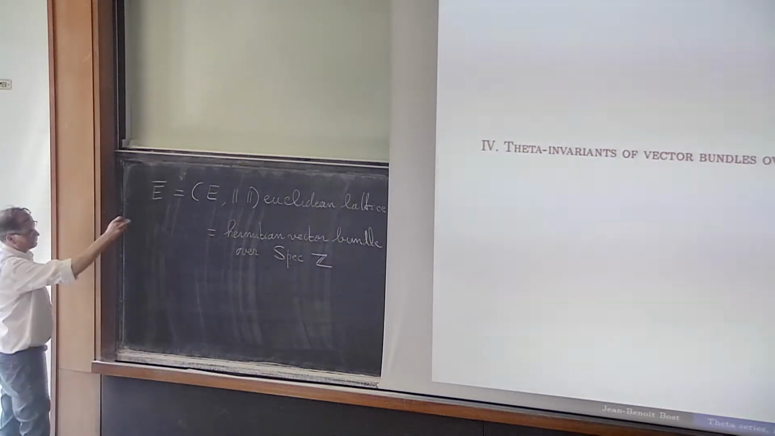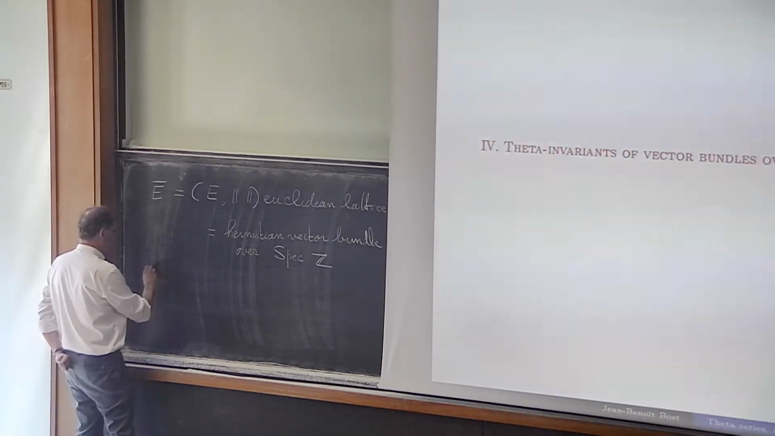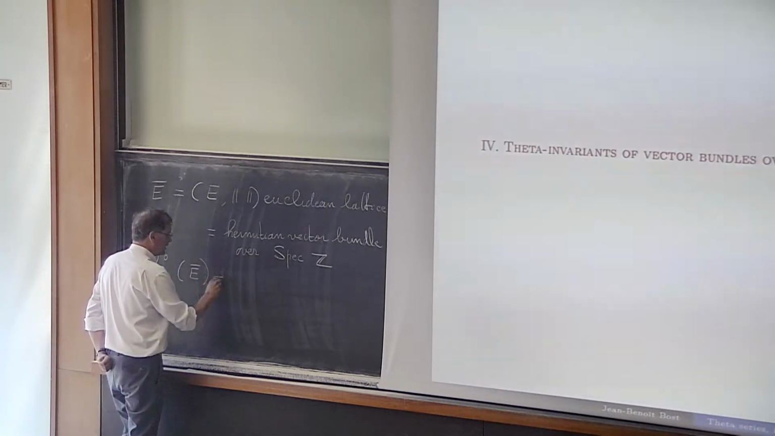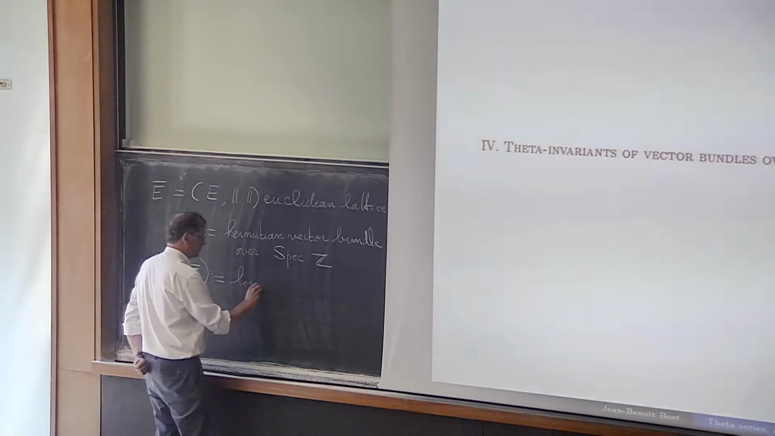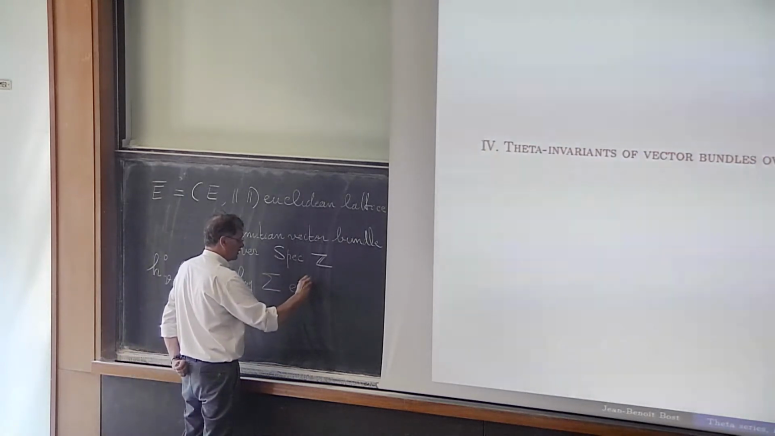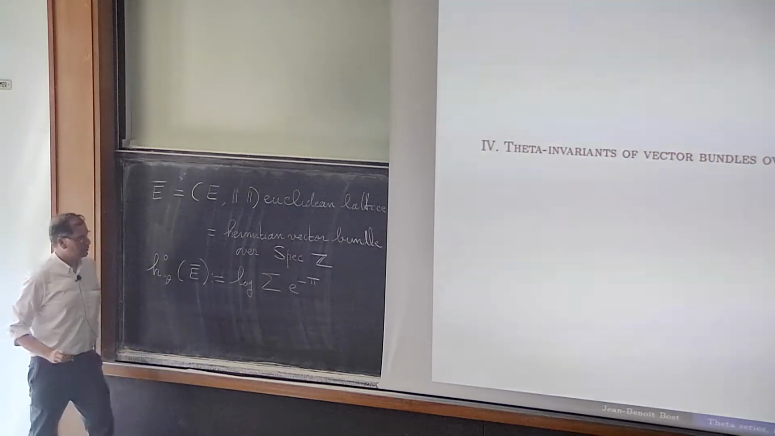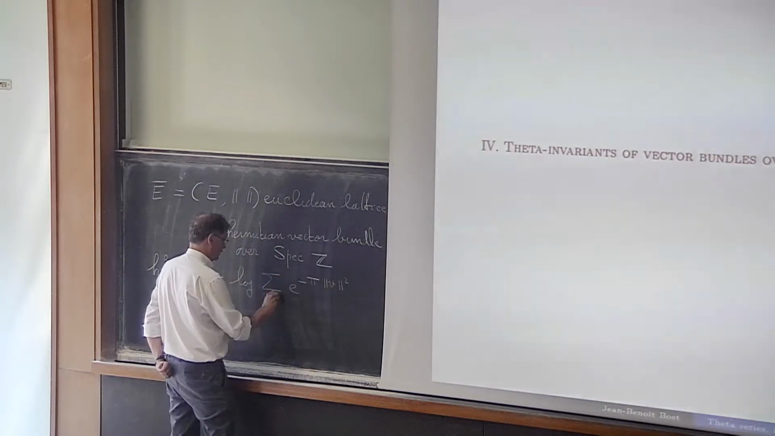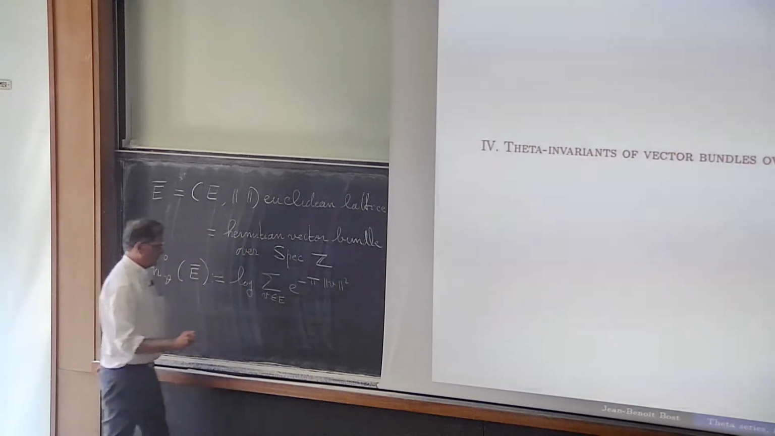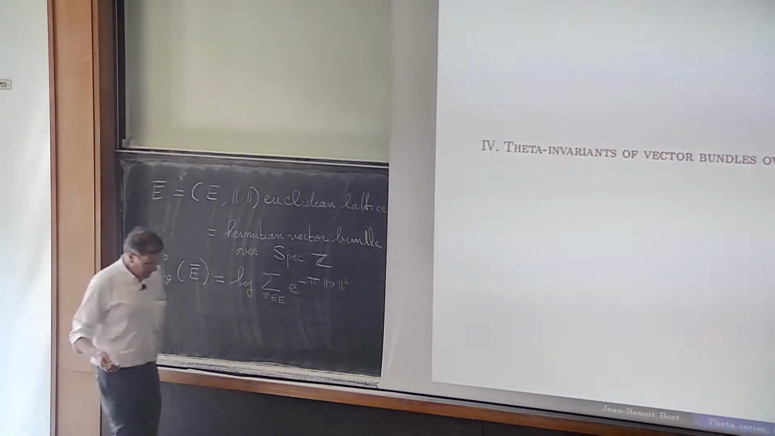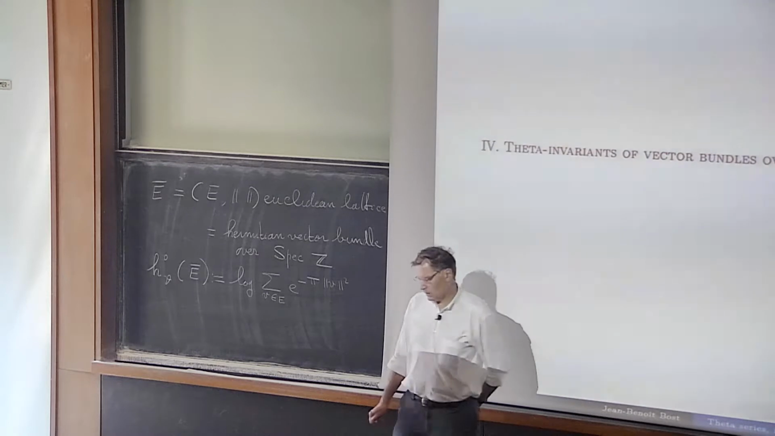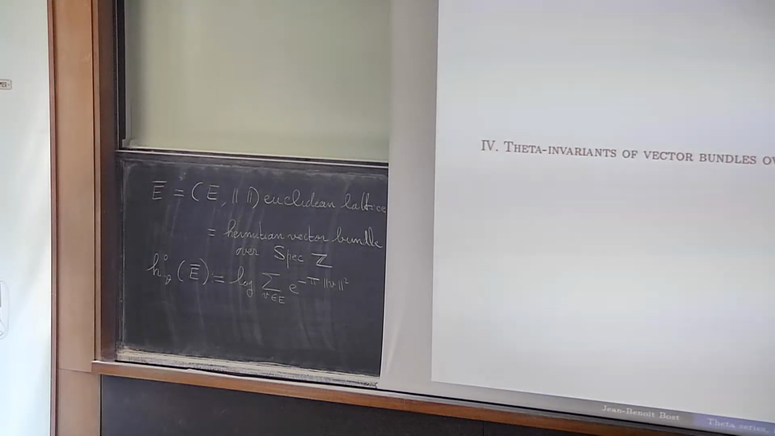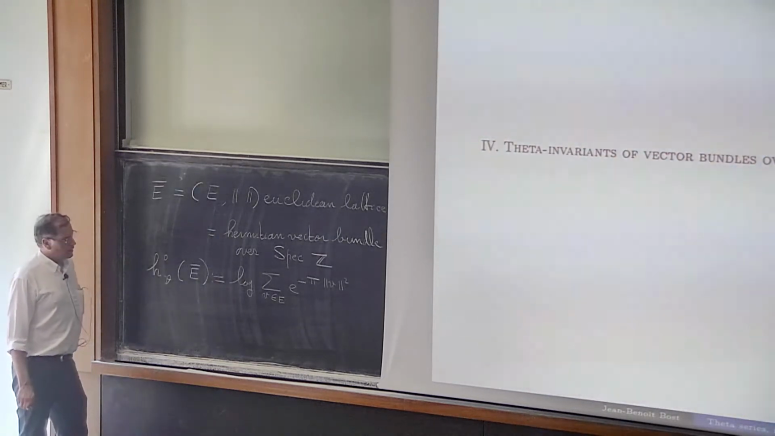And to any such Euclidean lattice, one may attach its theta invariant, defined as the logarithm of the theta series, the sum over v of exponential minus pi norm of v squared. So the basic idea is that it is a counterpart in Arakelov geometry of the dimension of a space of sections of a vector bundle over projective curves in the function field case.